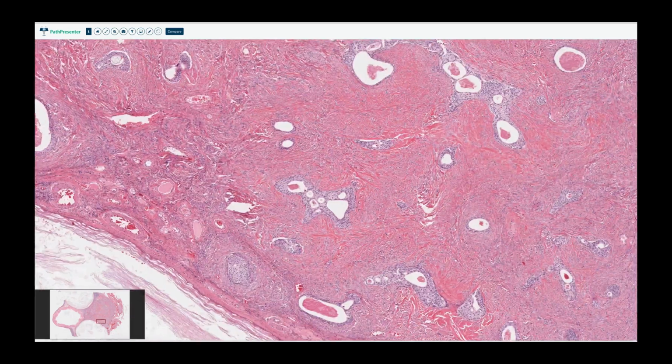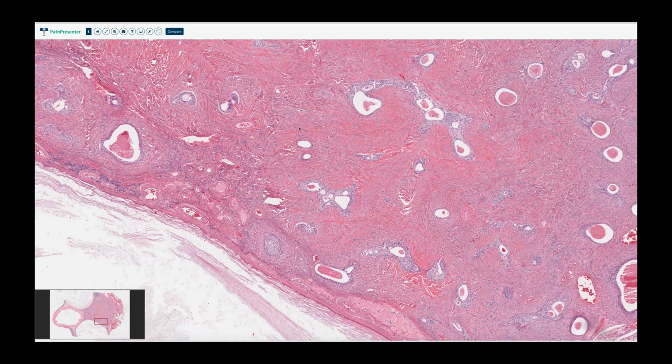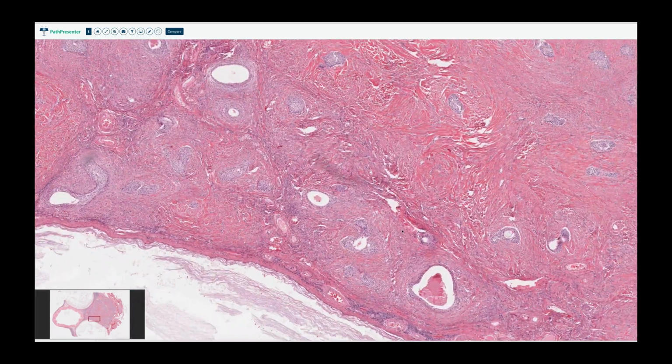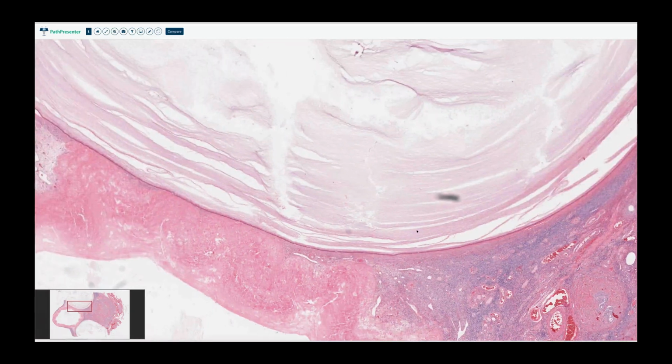Oh my gosh, that one looks like a dog. That's lovely. Okay, so these are the thoughts that go through my head when I'm signing out. It's good to let you know that pathologists see dogs, see cats, see things in the clouds, just like everyone else.